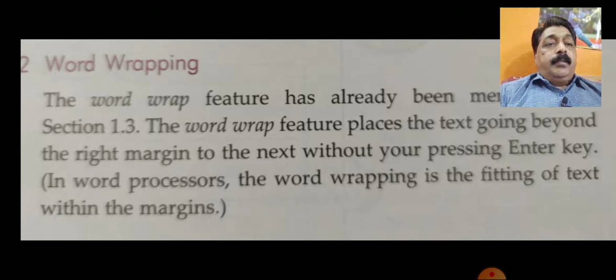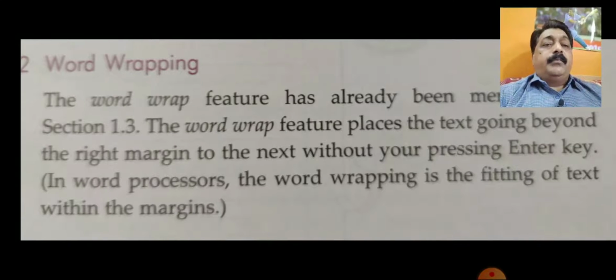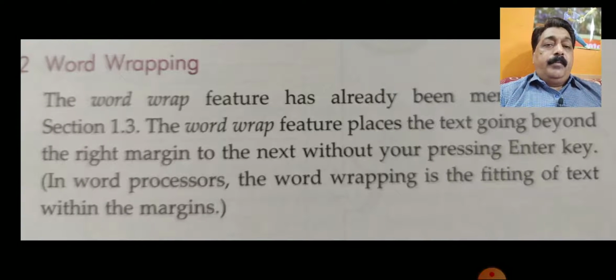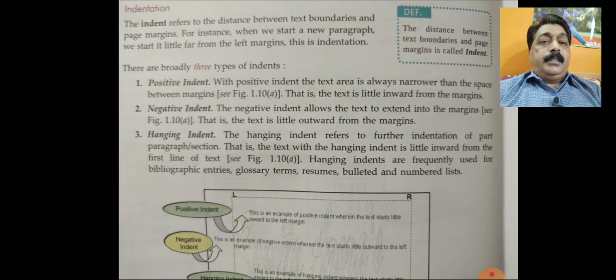So whenever we are typing from left to right and we come to the end of the line, without pressing the enter key we can come down to the next line, and that is known as word wrapping. If any of the words do not fit well at the end, they will come on the next line, and the rest of the words will be arranged in a proper way so that it looks good on the screen. So in word processors, word wrapping is the fitting of text within the margins.